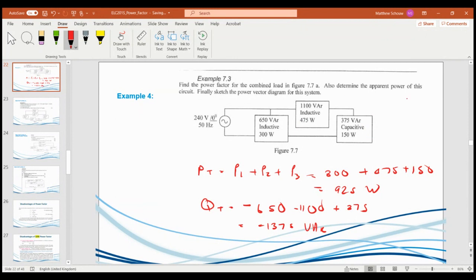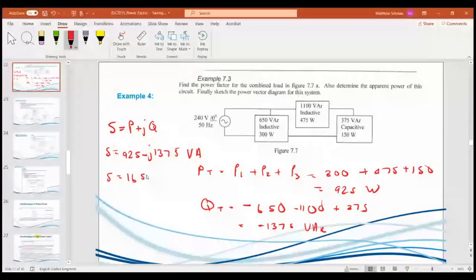What they're looking for is the apparent power, and we know that S equals P plus jQ. All we have to do is say 925 minus j1375 volt amps. Once you convert this into polar form, you get your answer of 1657.2 at an angle of minus 56.07.